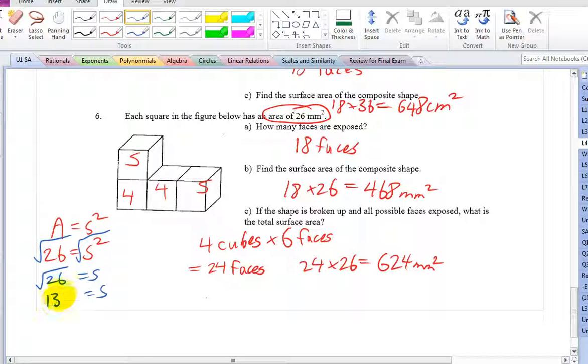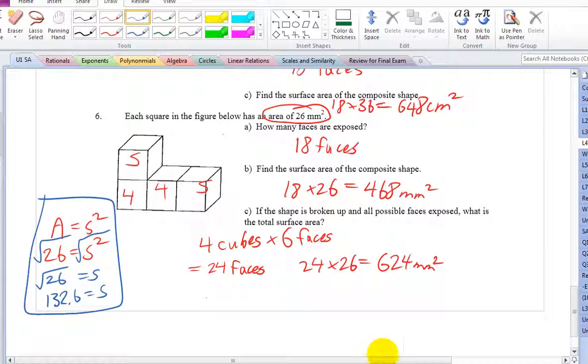132.6. Okay. Now we don't need to do that for this question though, because I already told you what the area is. Okay, it's 26. But if you wanted to go backwards, and we will for some questions, okay, that's coming up. Don't worry about that now.